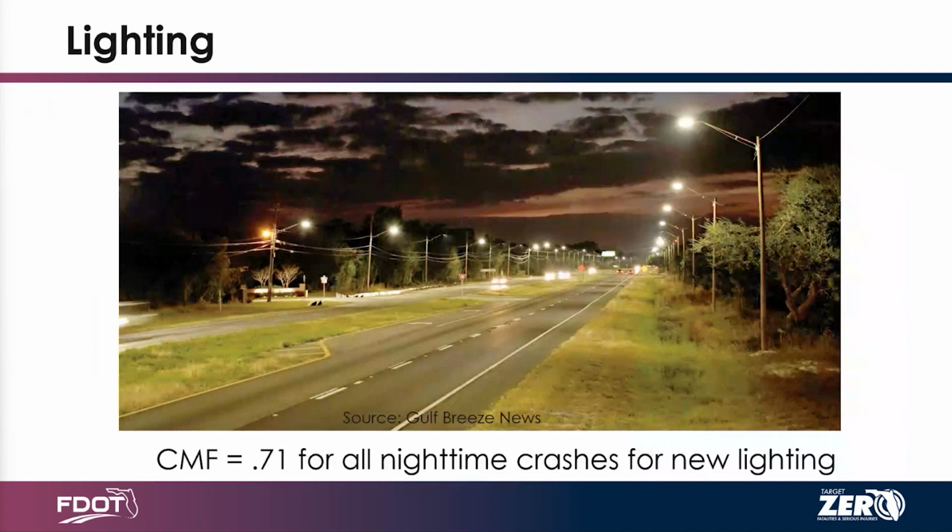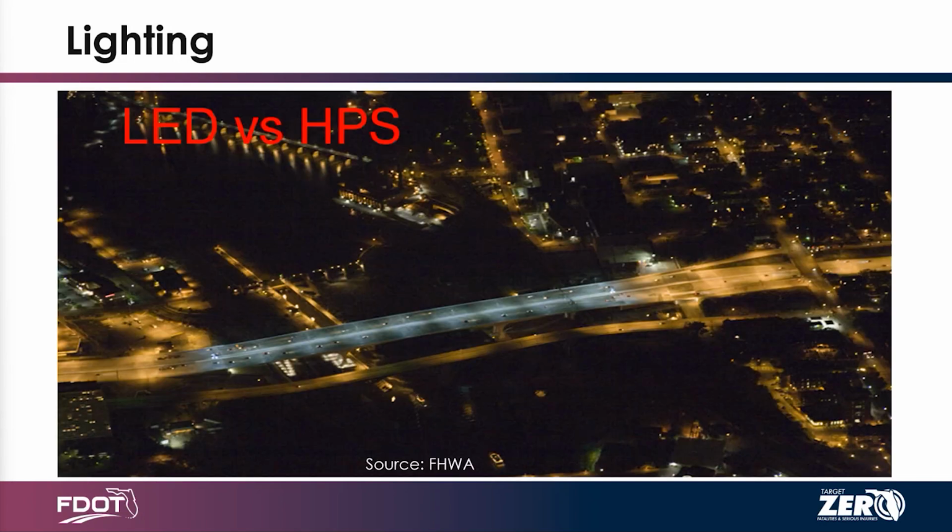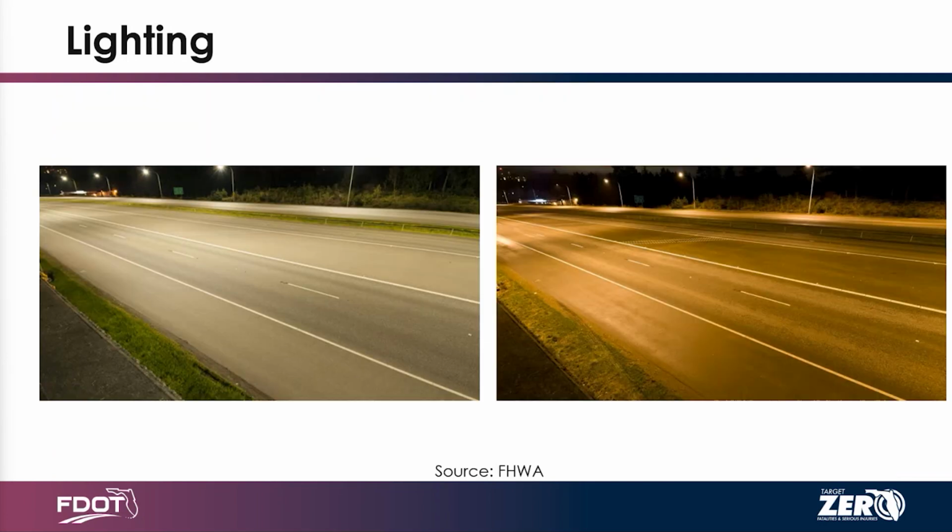And then we have roadway lighting, with a crash reduction of almost 30% for all nighttime crashes when you implement new lighting on your roadways. There's also a difference between using light-emitting diode light bulbs and high-pressure sodium light bulbs. The image here on the next slide truly shows the difference between those two types of light bulbs. The LED on the left is definitely illuminating a little bit more compared to the right.